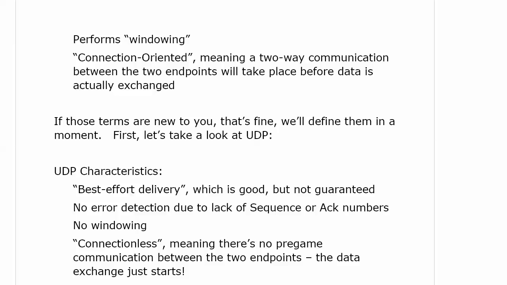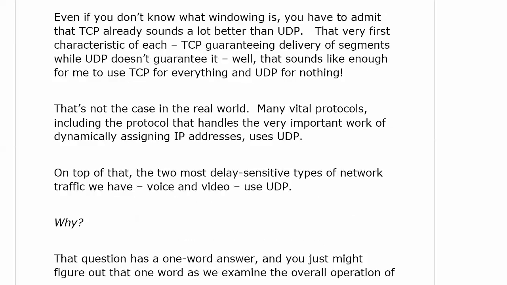Now, there's no error detection, because we don't have any sequence numbers, we don't have any ACK numbers. We don't have any numbers at all. There's no windowing, and it's connectionless, which means there's no pregame communication, if you will, between the two endpoints. The data exchange just simply starts, and that's it.